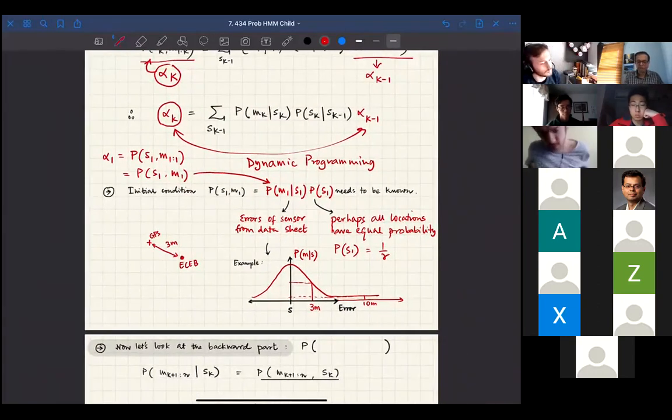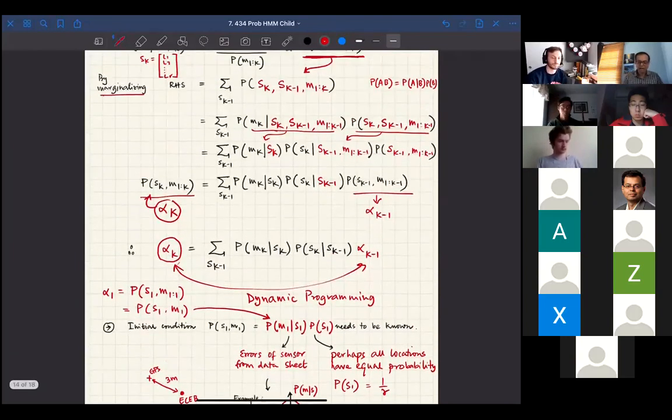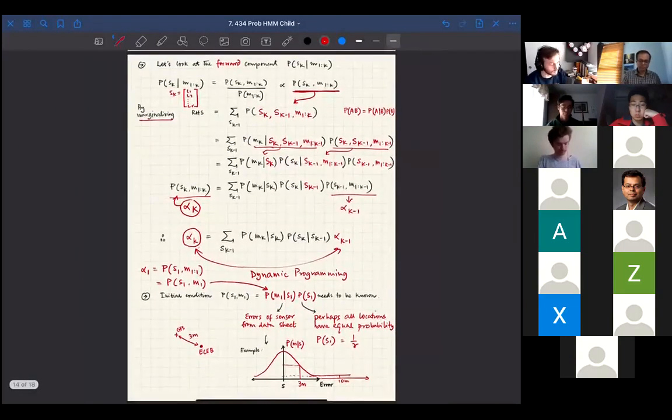You start off with alpha 1, you calculate alpha 2, alpha 3, alpha 4, up to alpha k, and you have gotten the online version, the forward version. Please ask me questions.